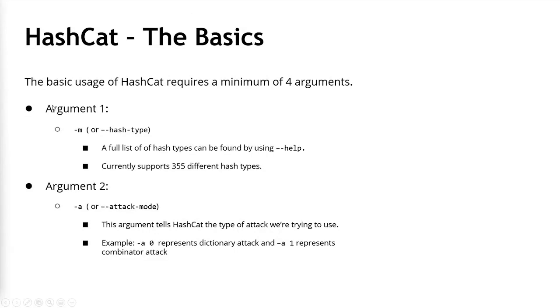The basic usage of hashcat requires a minimum of four different arguments. We start with the word itself, hashcat. Then our first argument is -m, or hash type. The -m tells what type of hash we're cracking. As mentioned earlier, Hashcat currently supports about 355 different hashes. Argument two is -a, or attack mode. This tells Hashcat which type of attack we're trying to use. As an example, -a 0 represents a dictionary attack, much like what we did with John earlier, and -a 1 represents a combinator attack.